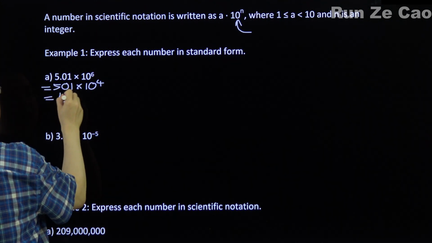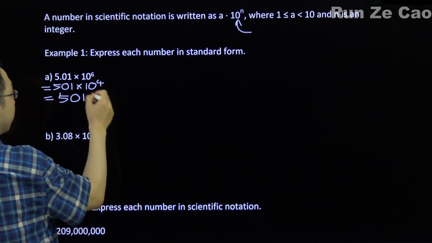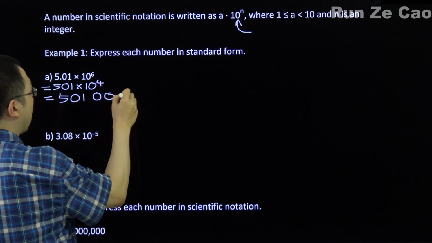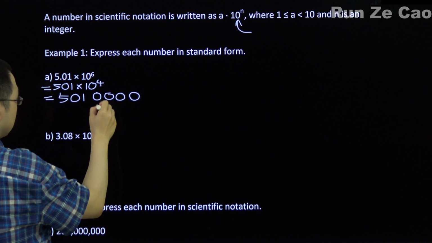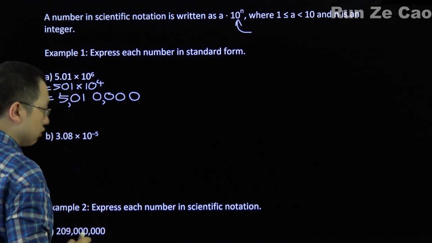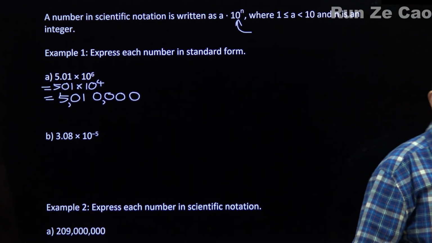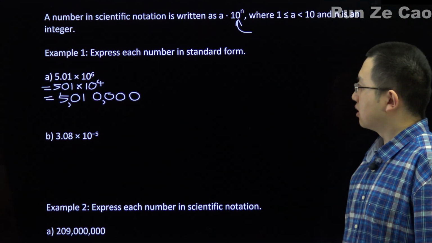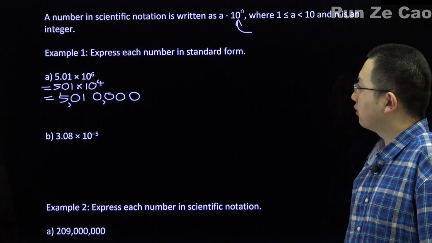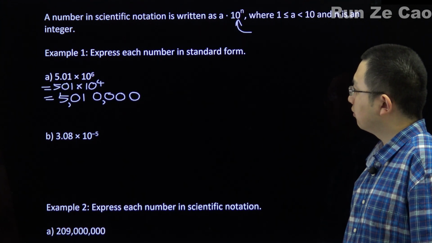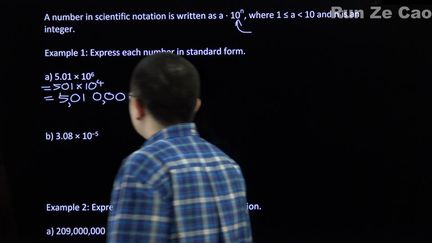Oh, you get 501 and 10 to the 4th is 4 zeros. And then you can put the commas in to mark the place if you go by the English convention of commas for placeholders. Well, place markers.